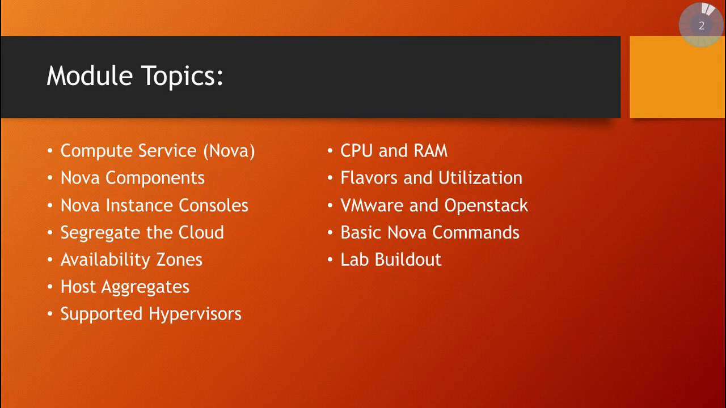In this module we will discuss the compute service, then Nova components, what all things are part of Nova, then Nova instance consoles, then how you can segregate the cloud, and then we'll see the availability zones. Then we'll also see host aggregates and the difference between availability zones and host aggregates, and we will also see what hypervisors are supported with Nova or the compute service.